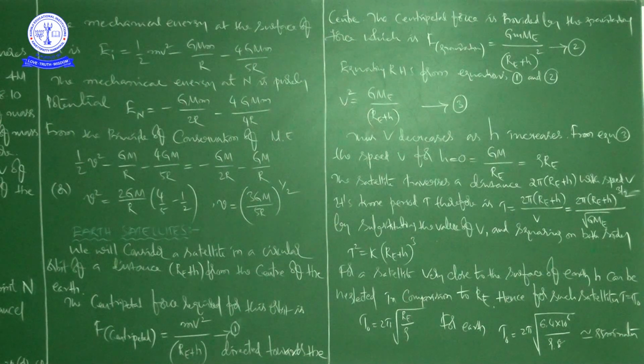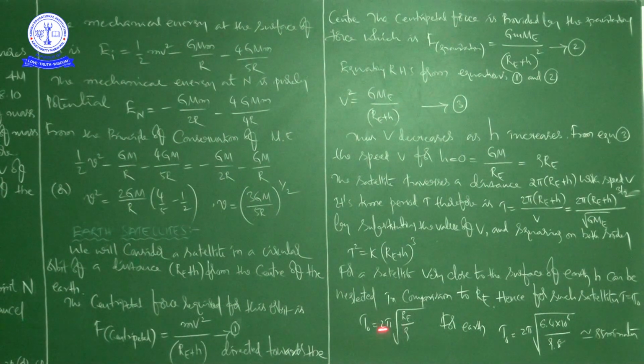This is Kepler's law of periods as applied to the motion of satellites around the earth. For a satellite very close to the surface of earth, small h, the height of the satellite, can be neglected in comparison to the radius of the earth, R_E, as I already told you. Then for such satellites, T is T naught.